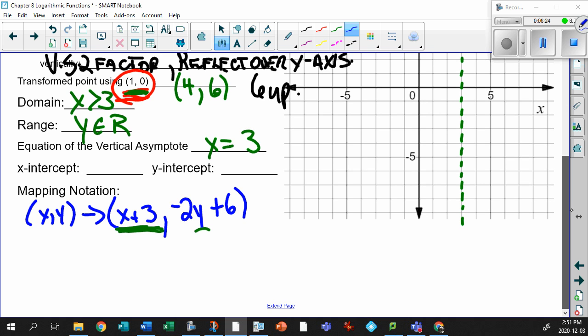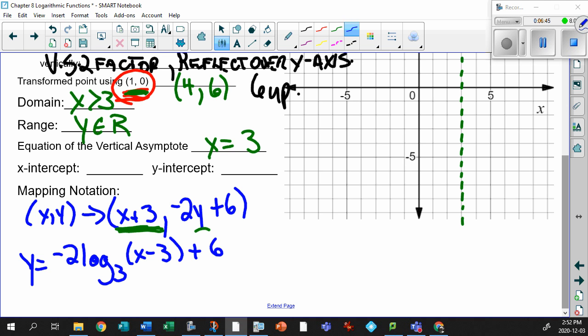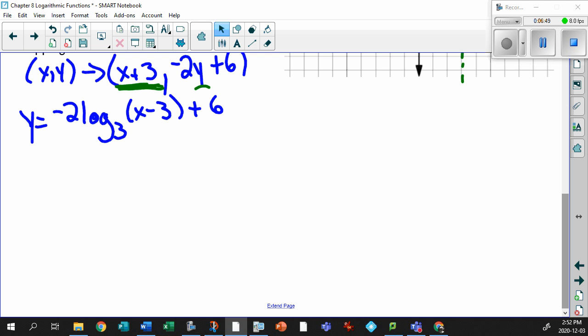Okay, so let's go. The equation up above was y = -2 log base 3 of (x - 3) + 6. I'm just going to rewrite it. That's what your y equals. All right? Now, remember your intercepts. This is where it becomes fun. This is where you've got to know your algebra and you've got to know your logs really, really well.